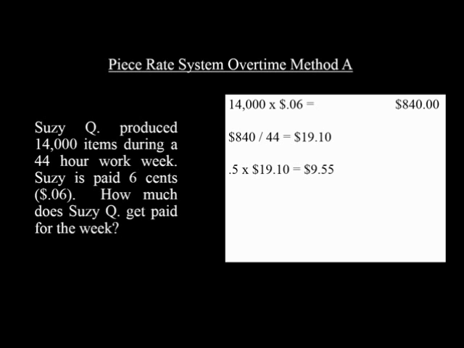The overtime rate will be calculated by taking the $19.10 per hour multiplying by 0.5 to give us $9.55. The overtime earnings are calculated with the 4 hours multiplied by $9.55 equals $38.20 for total earnings of $878.20.